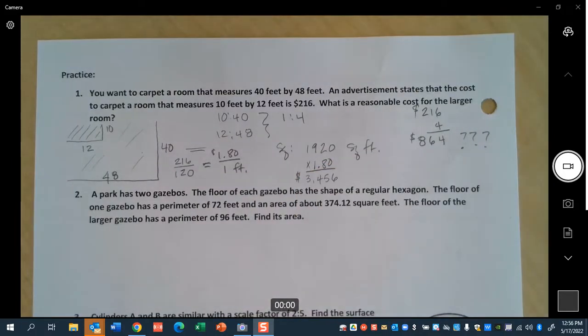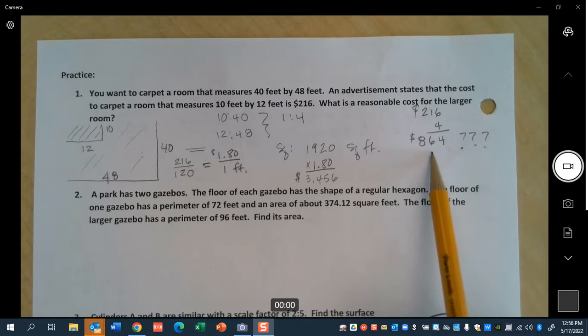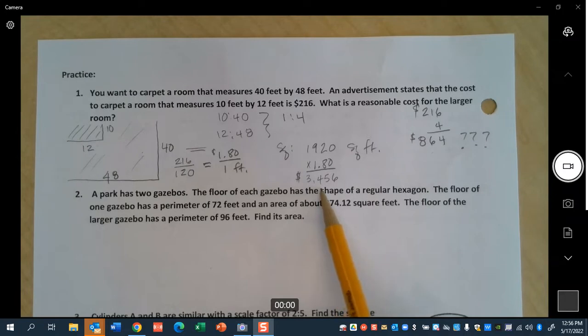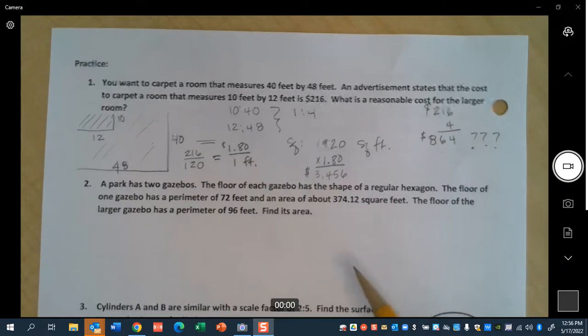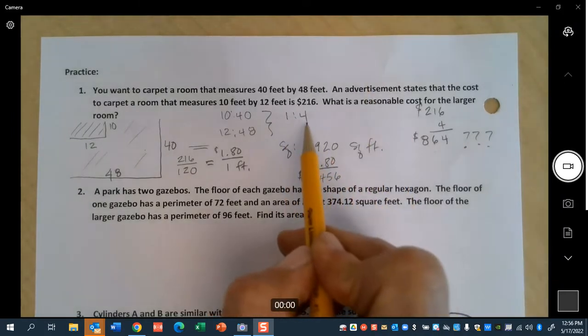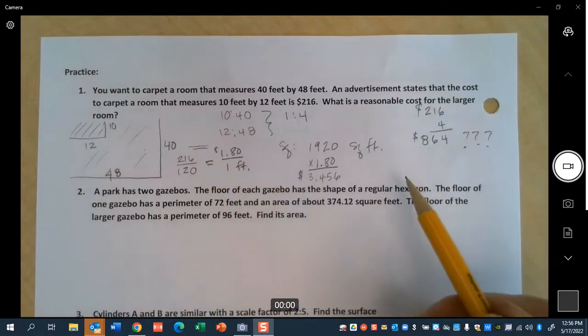What? What happened to $864? $3,000? And I was like, wait, what? How much is this going to cost me? That's crazy. Because the proportion is not 1 to 4, it's 1 to 16 for their areas.